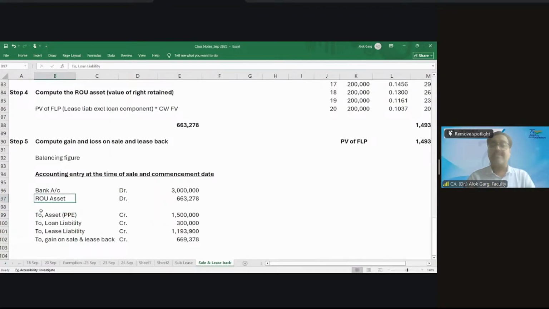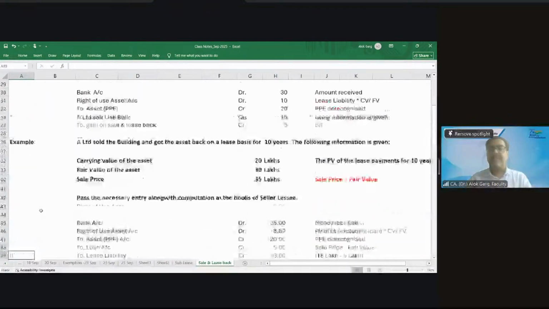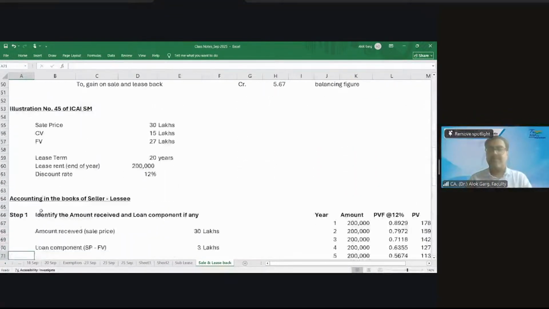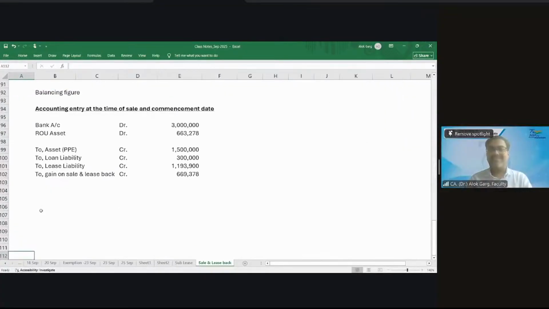I hope with this example, with this question of ICAI study material and my example, you have been able to understand the accounting treatment of sale and leaseback transaction. After applying all these steps, probably you are thinking that it is very easy, right? Before knowing, it is considered one of the most complex topics. But when you understand it, it is a very simple topic. You just need to apply your mind. That's all, right? Yes, sir.